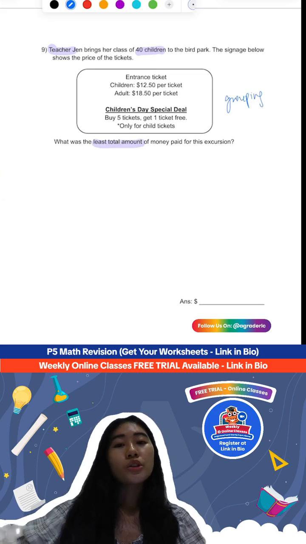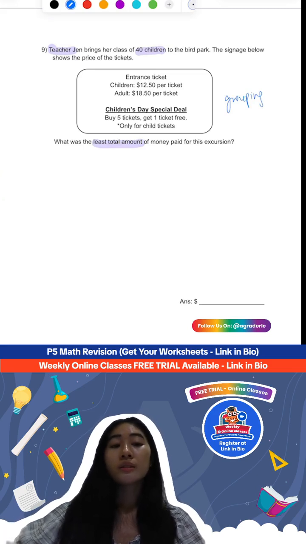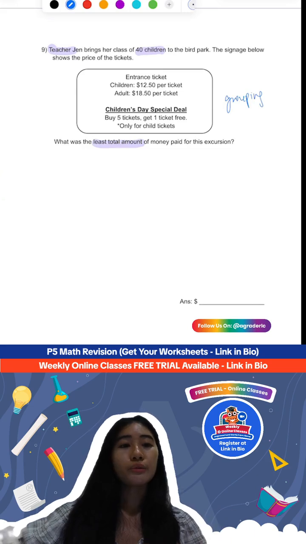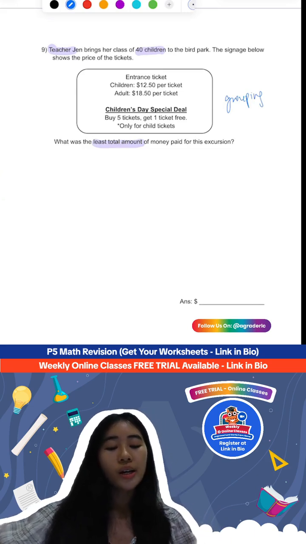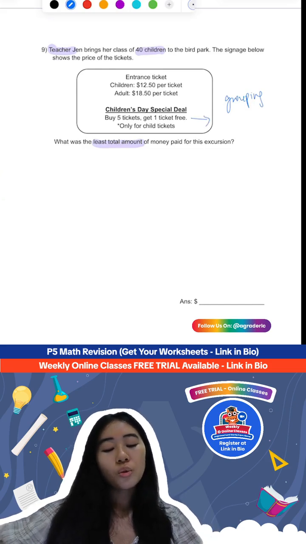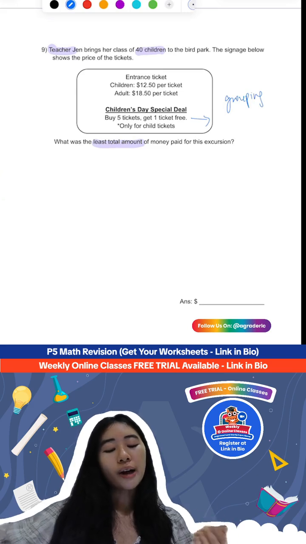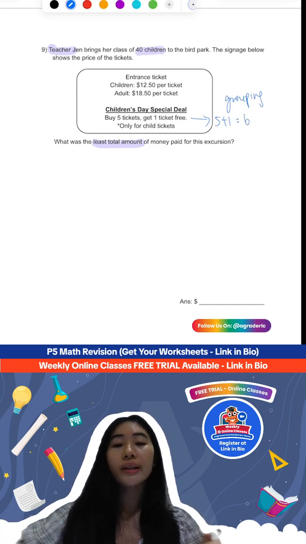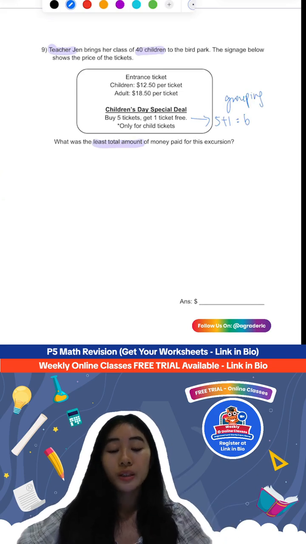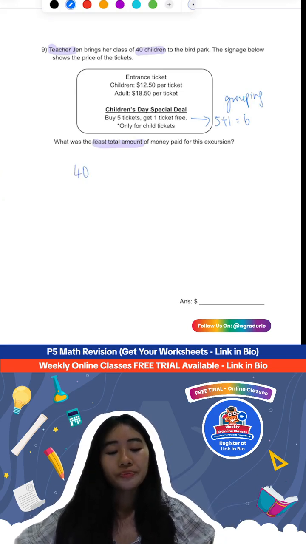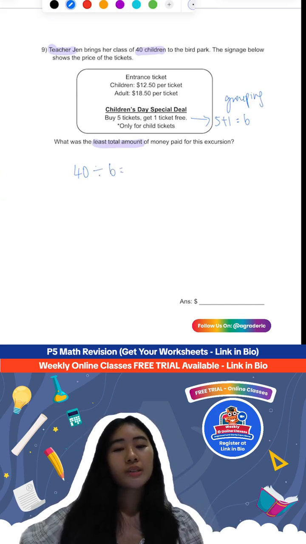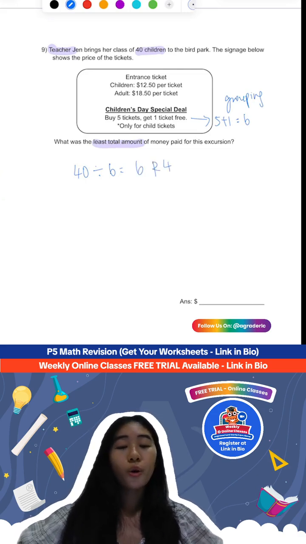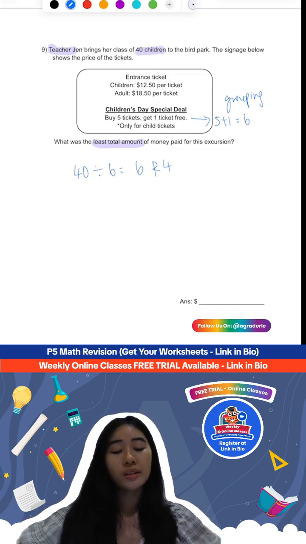Okay. I think this question, not many people got it right, huh? There's one important step that I think a lot of you missed out. Okay, so let's go through this. I'm gonna use grouping. So how to use grouping for this question? If you buy five, you get one free. So 5 plus 1 is 6. Okay, so I will let 6 tickets be one group. So I'm going to use 40 divide by 6 tickets in one group. So you divide, you will get 6 remainder 4. Your quotient, which is 6, is the number of groups.